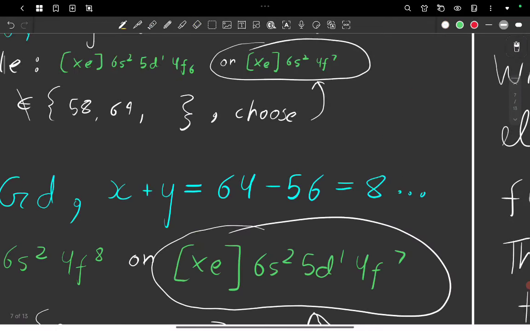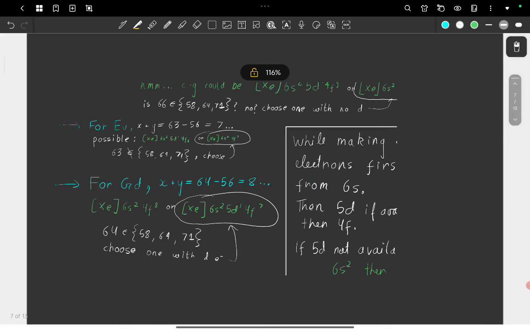I'll fix this. Give me a second. That's so ugly. Array. Yeah.